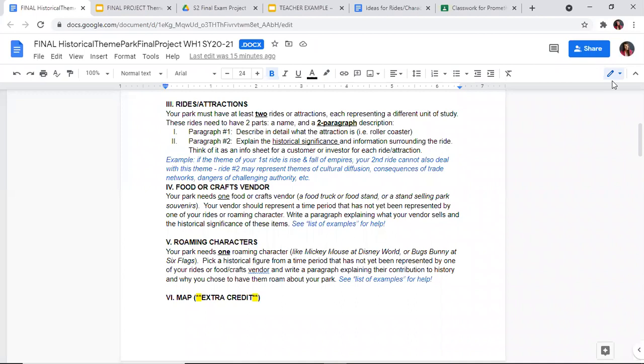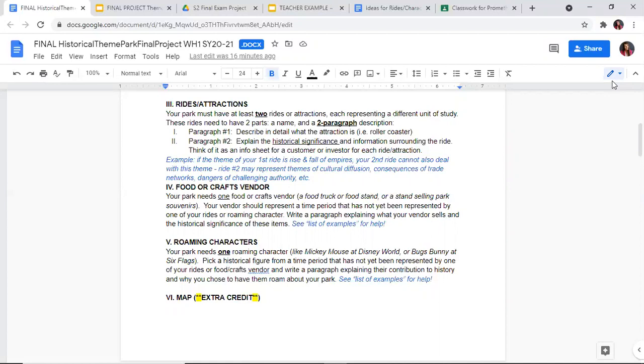So that's 2 of our 4 required park elements. Let's talk about the other 2. Once you've created your 2 rides or attractions, you need to then come up with a food or crafts vendor. This might be a food truck or a food stand, or a stand selling souvenirs. Your park needs 1 food or crafts vendor. Your vendor should represent a time period that has not yet been represented by one of your rides or by the roaming character. You will pick your vendor, you'll give it a name.